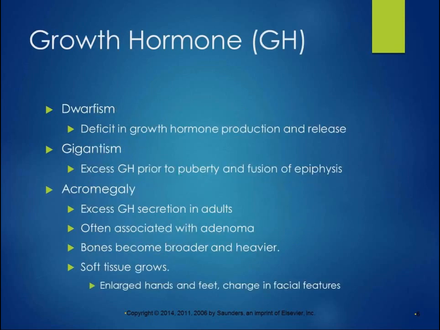So growth hormone is one of the ones. Dwarfism is a deficit in growth hormone production and release, and is often congenital. Gigantism is excess growth hormone prior to puberty and prior to fusion of the epiphysis. Acromegaly is excess growth hormone secretion in adults, and it's often associated with adenoma. The bones become broader or heavier, and the soft tissue grows. A lot of times you see enlarged hands and feet and changes in facial features.